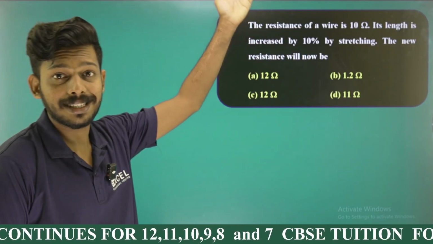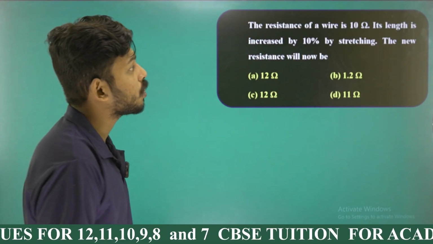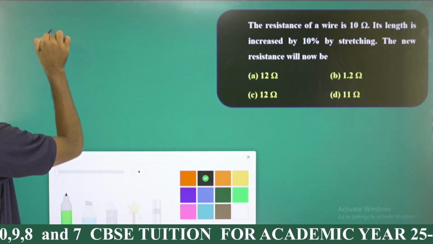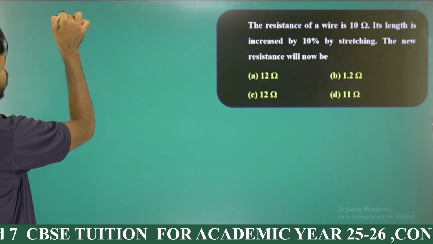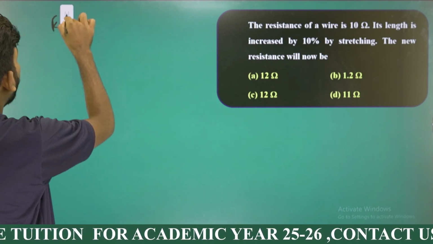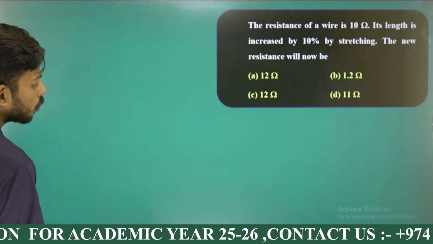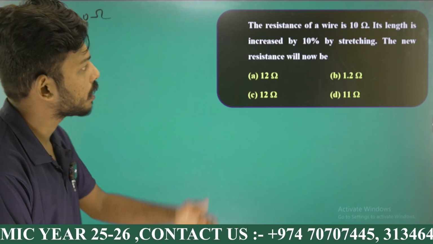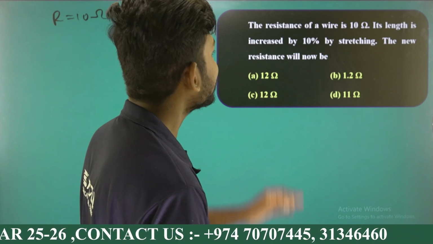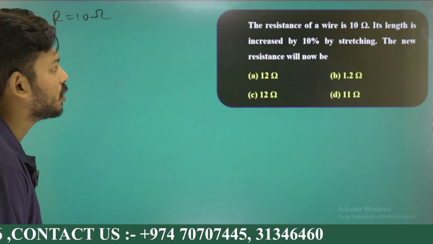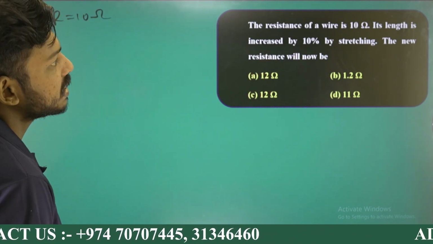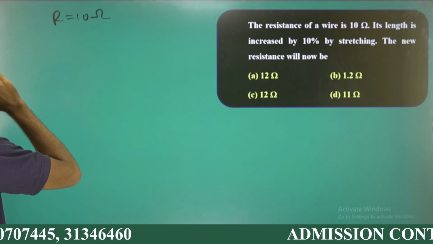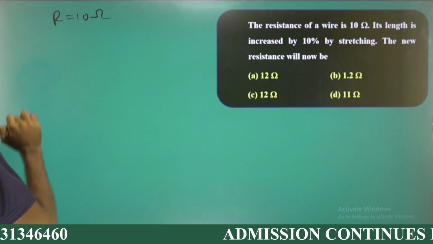The next question is exactly the same kind. The resistance of a wire is 10 ohm. I am going to write this equation. The original resistance R is equal to 10 ohm. Its length is increased by 10% by stretching. What will the new resistance be? The initial resistance is 10 ohm.